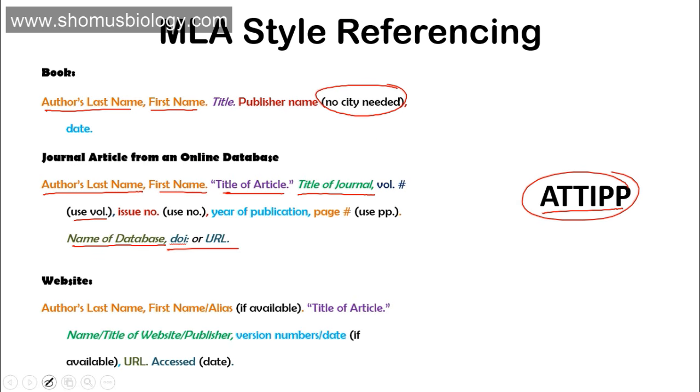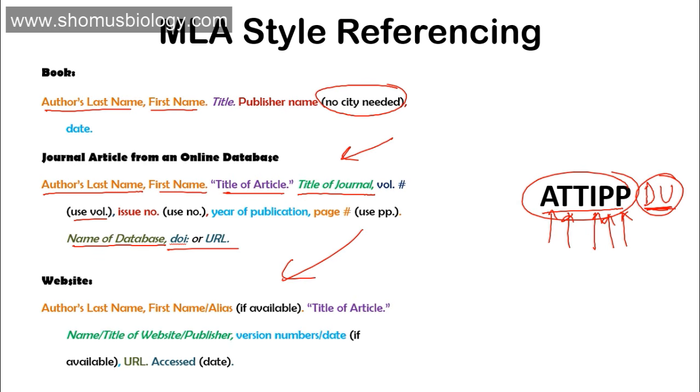I'll show you an example for both the journal as well as websites. Okay, so let's see. And why did I put ATTIP? Because it begins with author, then it goes with the title of the article, followed by the title of the journal, then volume, then issue number, then year of publication, and the range of the pages. Okay, so ATTIP is done, and afterwards the name of the database and the URL of the database, which is really common for all the referencing systems.